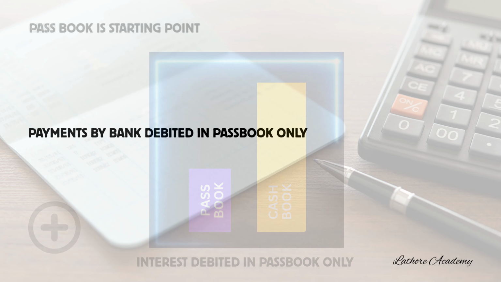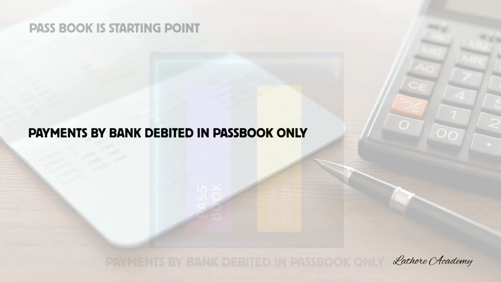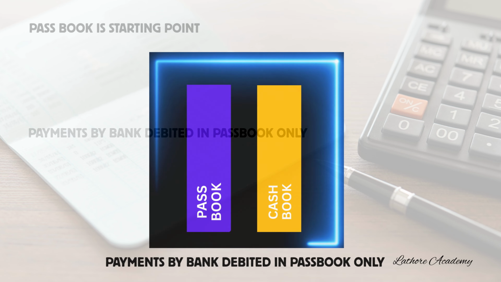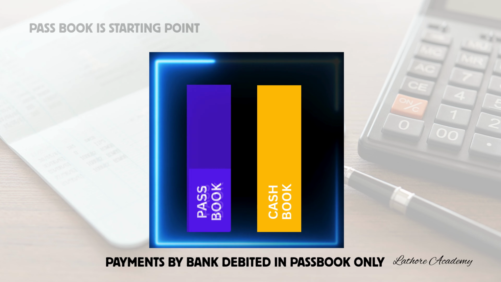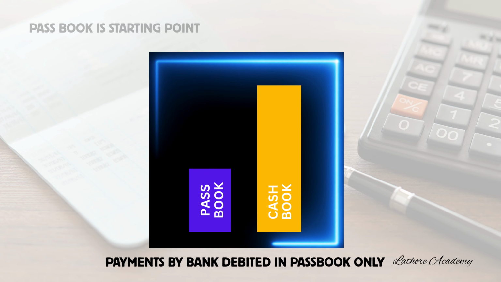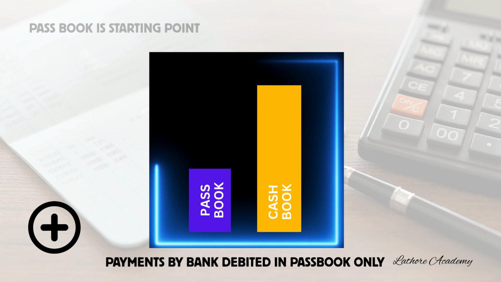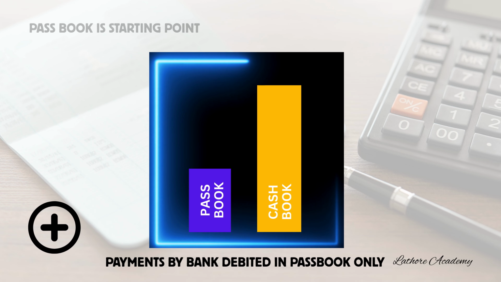So next transaction, payments by bank debited in passbook only. When banks make payments on your behalf, they reduce your passbook balance, but your cash book doesn't record these payments. We add these amounts to match the cash book.